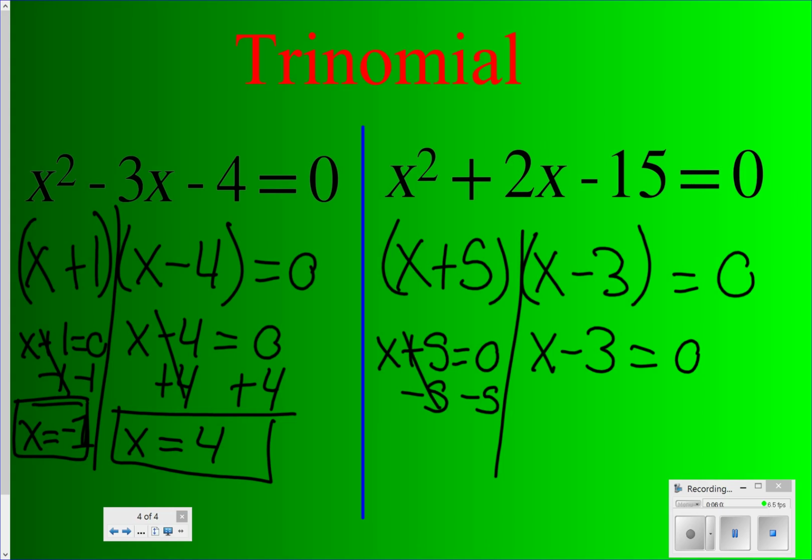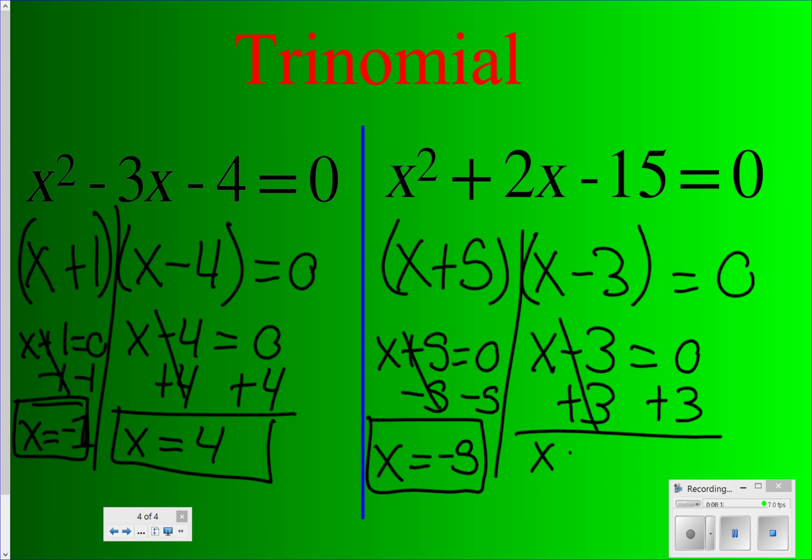So now you're going to use inverse operations and subtract 5, which is going to cancel that out, and subtract 5 over here, and you're going to have x is equal to negative 5 as your value for x. And over here you're going to add 3 as your inverse, and that's going to cancel, and you're going to add 3 over here again, and it's going to be x is equal to positive 3 for your final value for x.